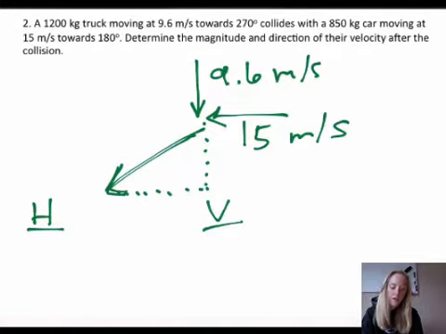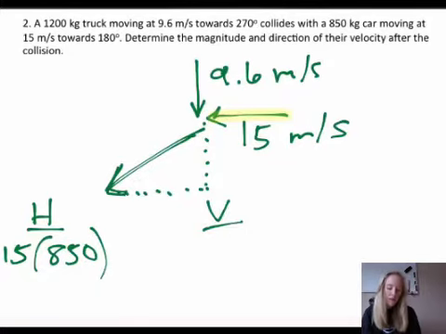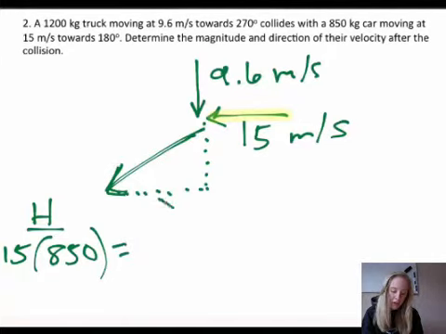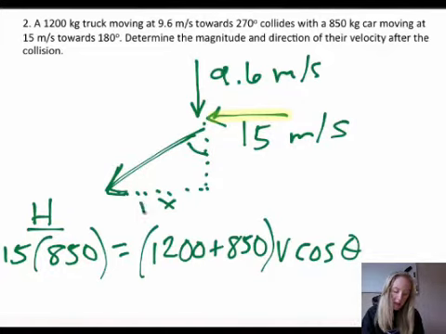So horizontally beforehand, you only had this momentum. That one is 15 as the velocity and 850 as the mass. And then that's going to equal the momentum afterwards, which is just the x component of the final velocity. So they're going to stick together. It doesn't say that, but it means that. So we've got 1200 plus 850 times v cosine of the angle, because that would be this x component.